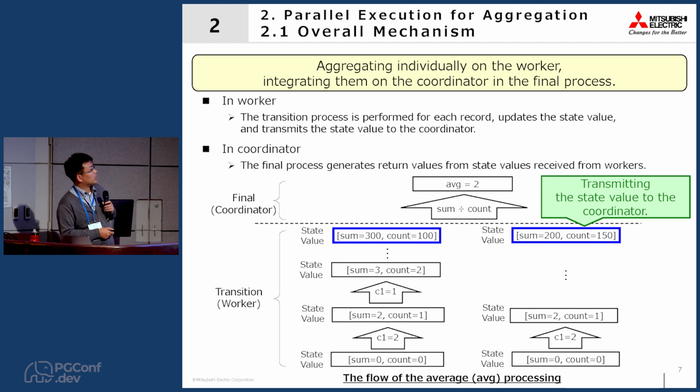And after that, the worker transmits the state value to the coordinator. This is an important point. In the coordinator, the final process generates the return value from the state values received from the workers. In this case, the final process returns the quotient of sum and count.